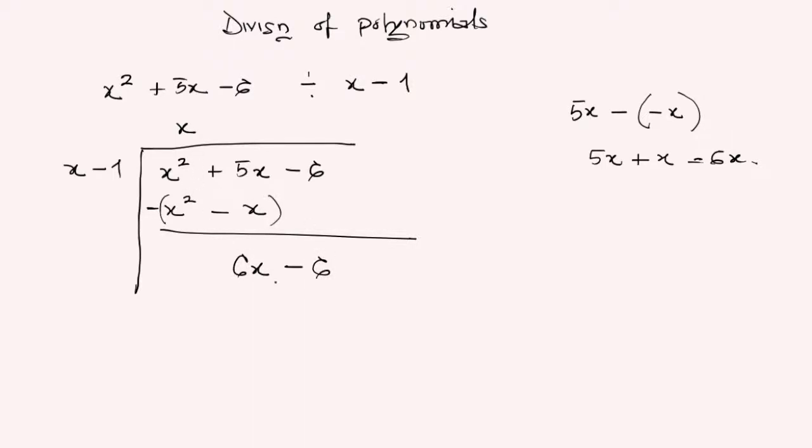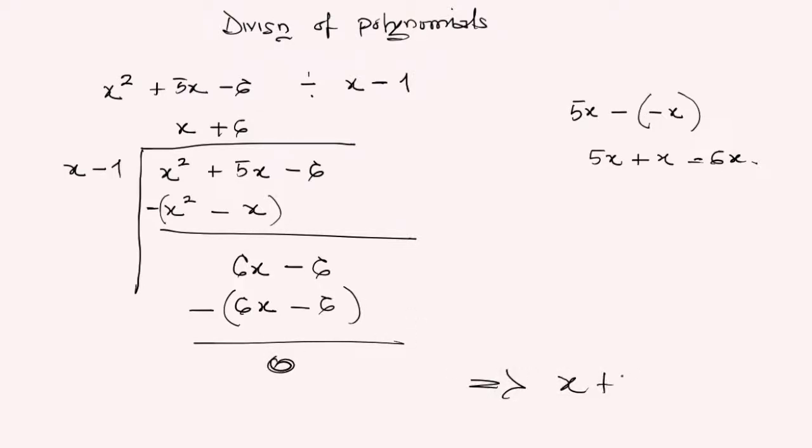And so we divide the first term here, 6x, by the first term here as well, x. So 6x divided by x is equal to plus 6. And then we multiply this solution, the 6, by the entire term here. So 6 multiplied by x is equal to 6x, and 6 multiplied by minus 1 is equal to minus 6. And without doing anything, you can say that if this subtracts this, we're going to be left with 0. So our final answer is equal to x plus 6.